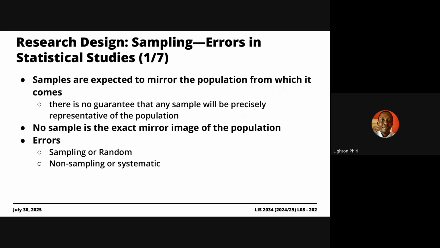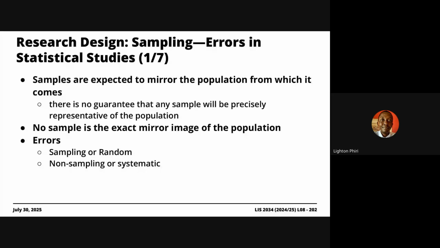It's important that we highlight these things. It turns out that typically when you're conducting quantitative studies, especially those that heavily rely on statistical analysis, there are some errors that may result. So for instance, samples are expected to mirror the population from which they come. What we're trying to say is, in the event that you wanted to conduct a study at UNZA and you select a representative sample, the idea behind most of these quantitative studies is that you'd expect the sample to be a reflection of the entire population.